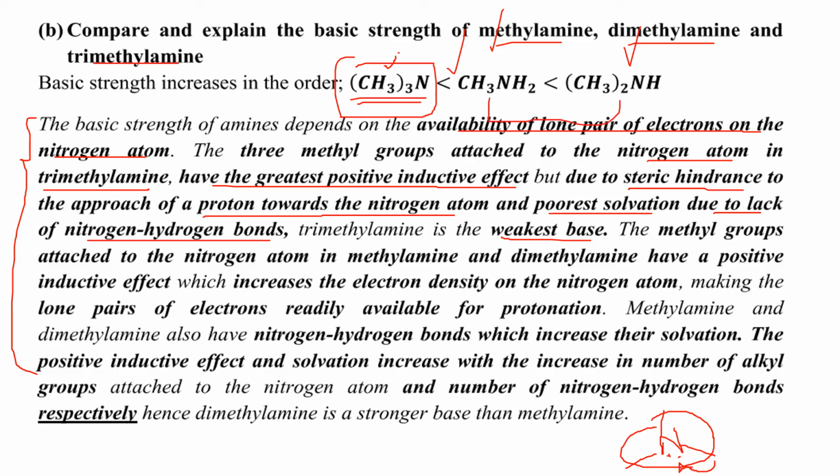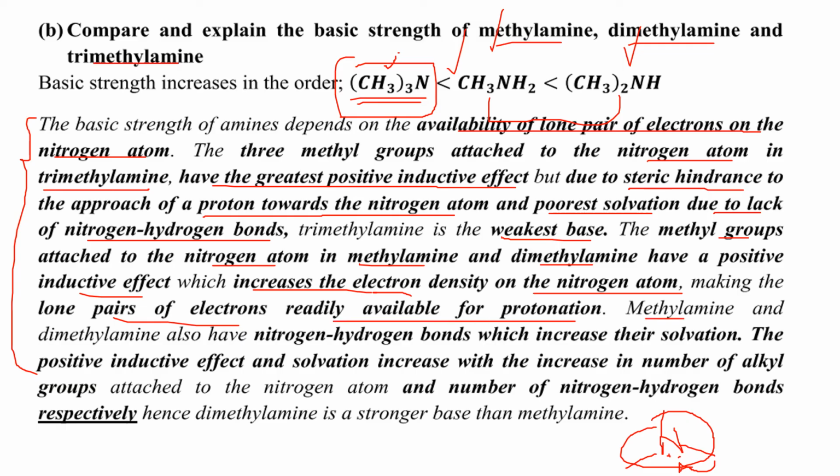However, when you have to compare this one and this, and also the lack of nitrogen to hydrogen bonds. So if you have to compare methylamine and dimethylamine, we are going to say that the methyl groups attached to the nitrogen atom in methylamine and dimethylamine also have a positive inductive effect, and the positive inductive effect increases with an increase in the number of alkyl groups attached to that nitrogen atom. Since they have a positive inductive effect, its purpose is to increase the electron density present on the nitrogen atom, making lone pairs of electrons readily available for protonation.